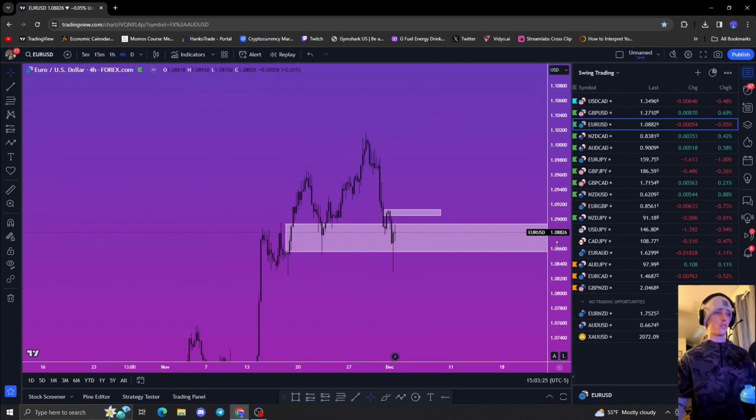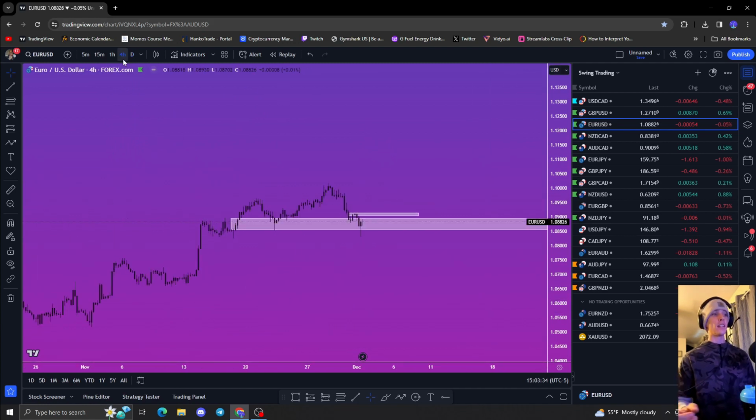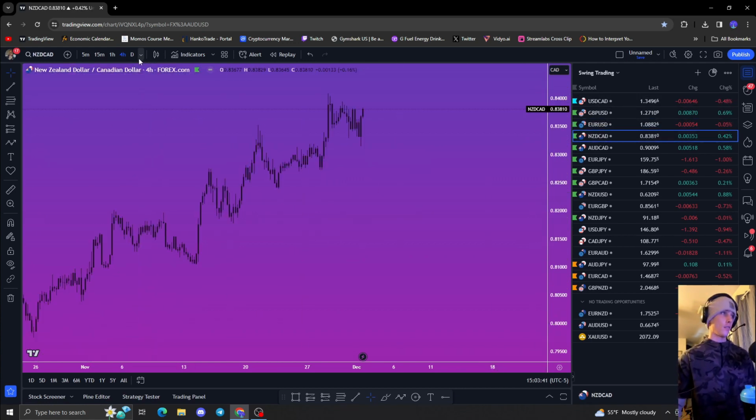We will have to see for next week. But you can also just take the double bottom as a buy. I mean, we're trending upwards, so you're trading in the direction of the trend, so it's pretty safe. NZD CAD.